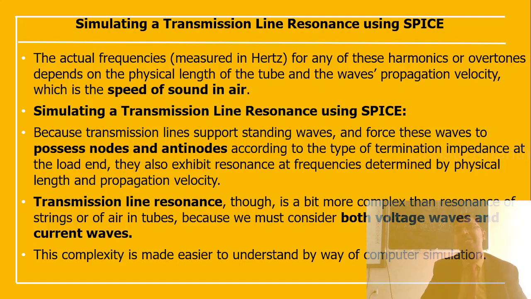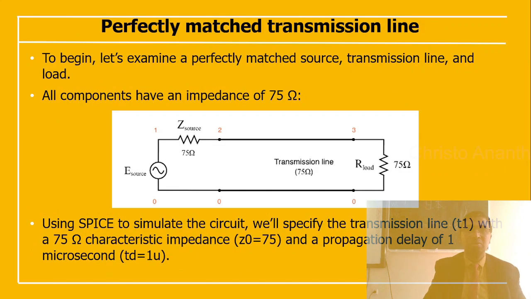Because a transmission line is going to support standing waves and force these waves to possess nodes as well as antinodes according to the type of the termination impedance at the load end, they will have resonance at the frequencies determined by the physical length and the propagation velocity. Transmission line resonance is more complex than the resonance of strings or tubes, because we consider both the voltage waves as well as the current waves. The complexity is much easier to understand when you try to simulate it using the SPICE platform.